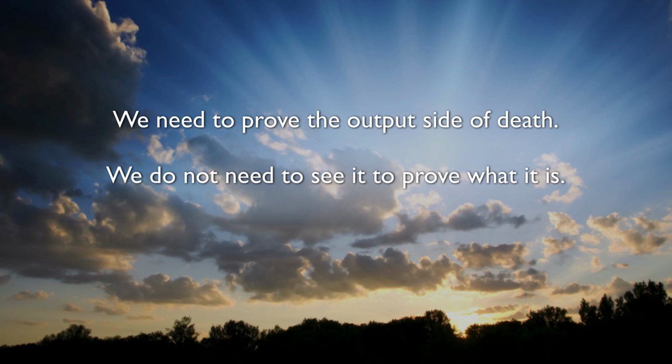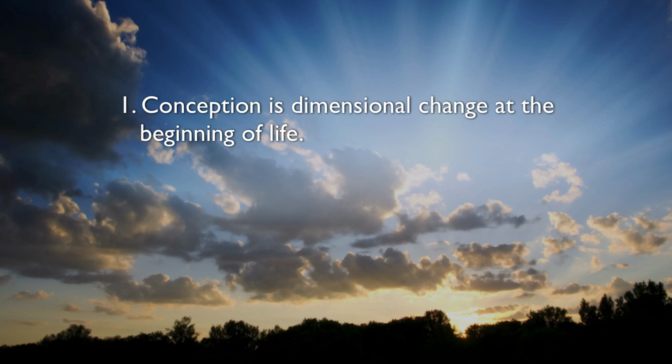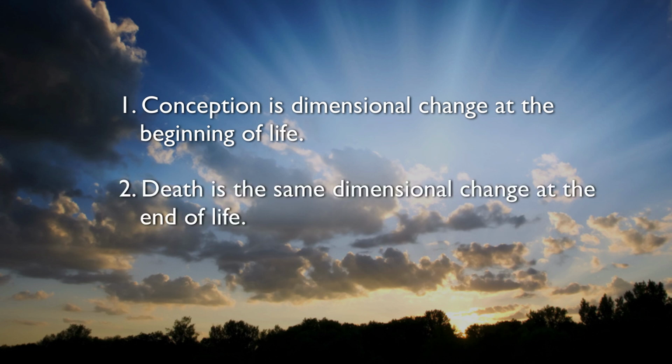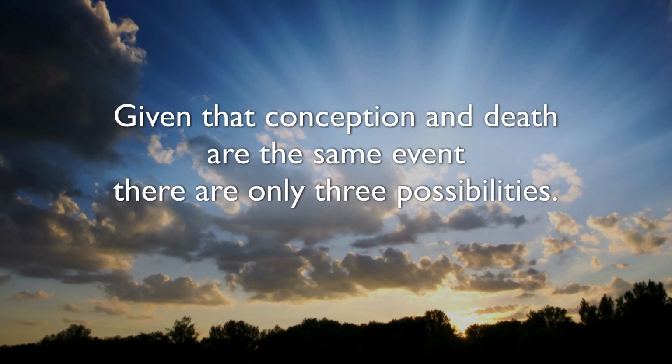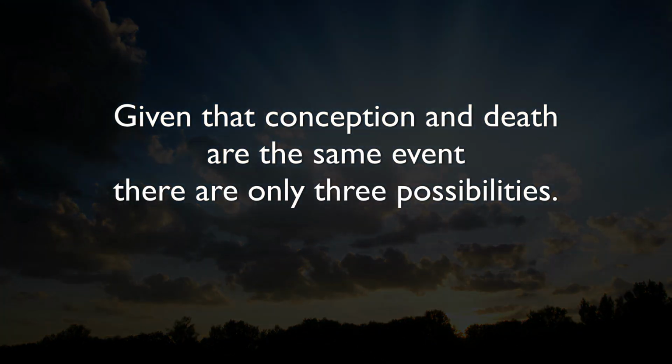What we need to prove is the output side of death. We do not need to see it to prove what it is. We can prove it because we know, 1. Conception is dimensional change at the beginning of life. 2. Death is the same dimensional change at the end of life. That is all we need to prove afterlife. No other variables are required. Given that conception and death are the same event, there are only 3 possibilities.